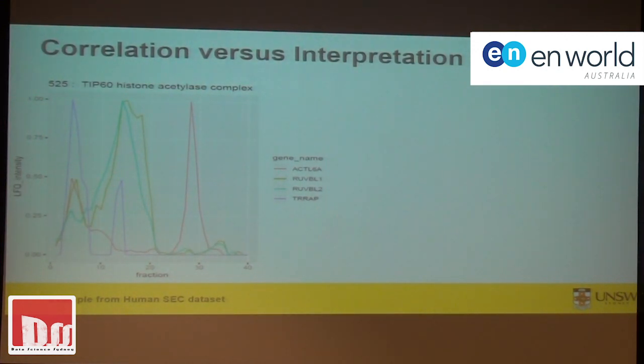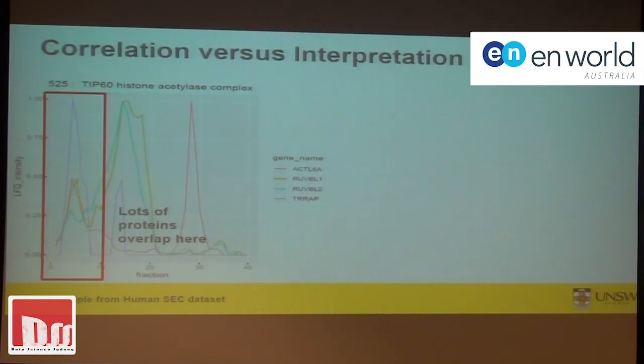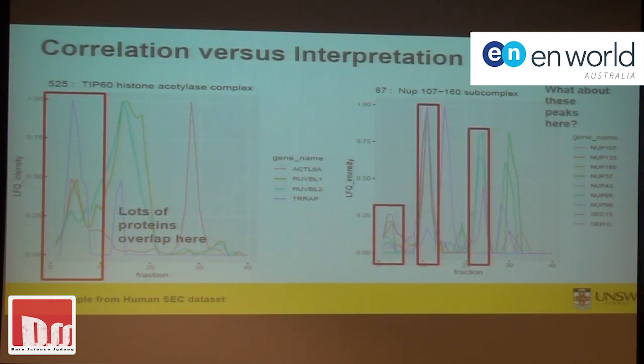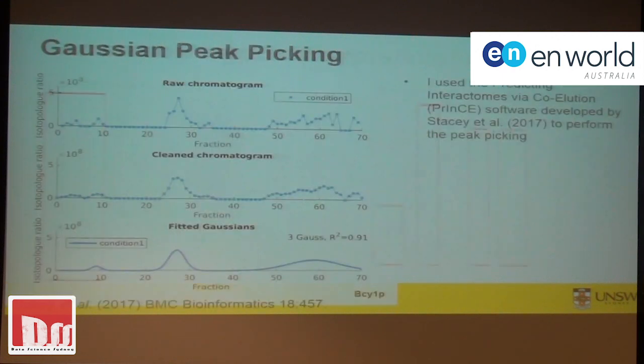But yeah, we can use all these correlation metrics, but we still have to go back to the data to see what they mean, which peaks are more important. For this graph, we see a lot of proteins overlap here, so I think this peak is more important. But what happens if you have more complicated profiles? Is this peak going to be more important, or this peak, or this peak, or this peak? We don't know. So that's why we use peak picking, and Gaussian peak picking is one method that we can use. I've used the PrInCE software this time to perform the peak picking.